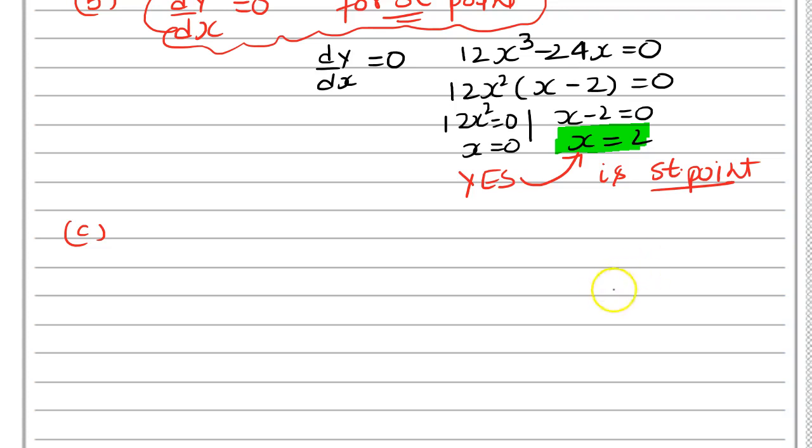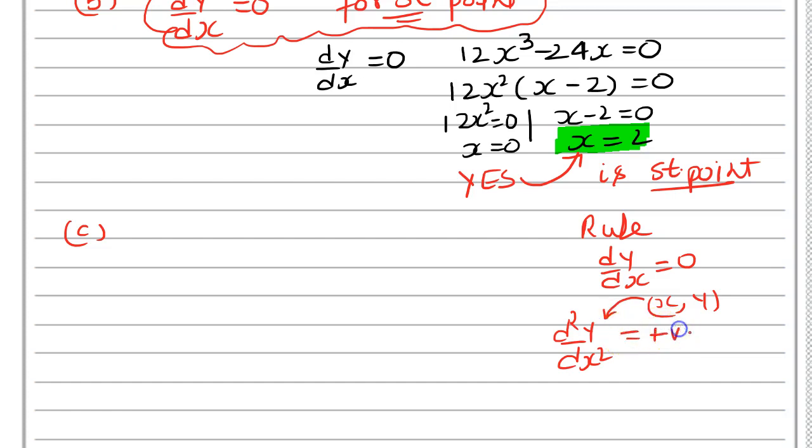So a rule, this is your rule, I'm writing with red ink. The rule says first you put dy by dx equal to 0, which we did. Calculate the points x and y, that is a stationary point. Then you calculate d2y by dx2, and put these points here.